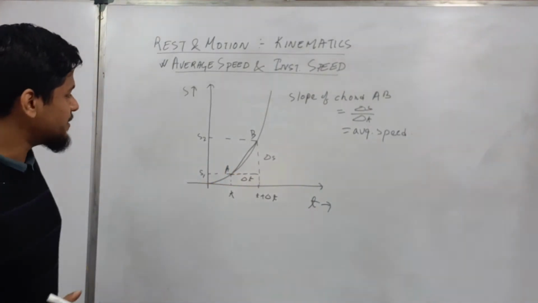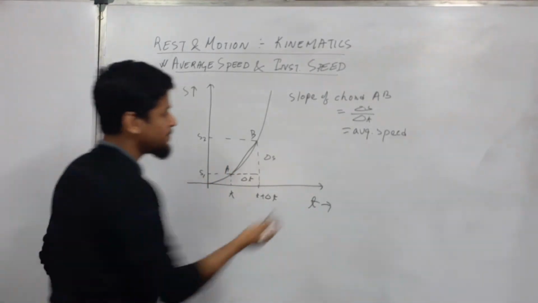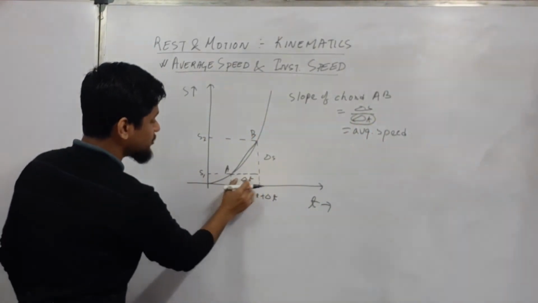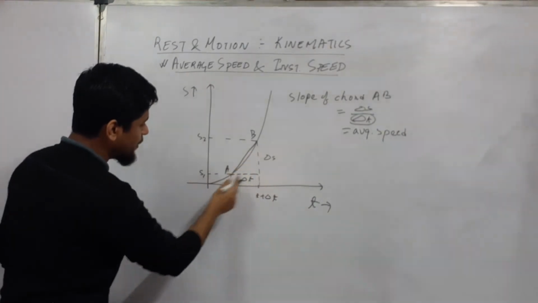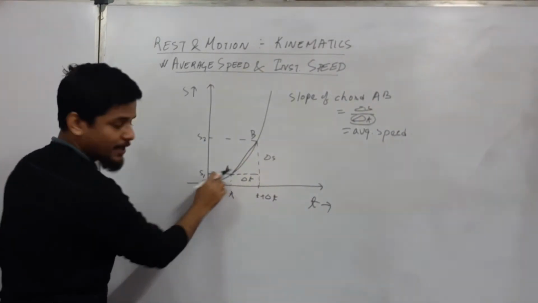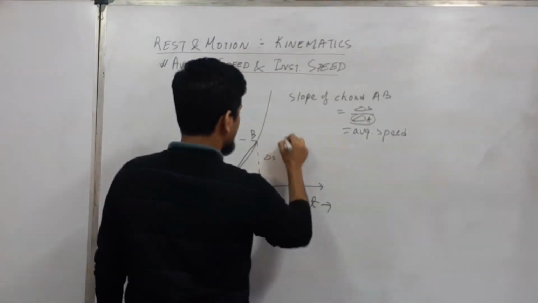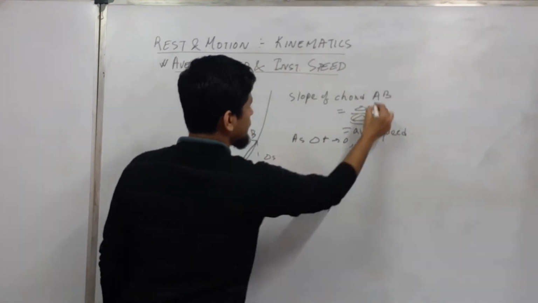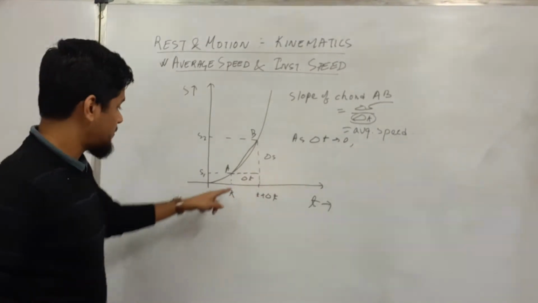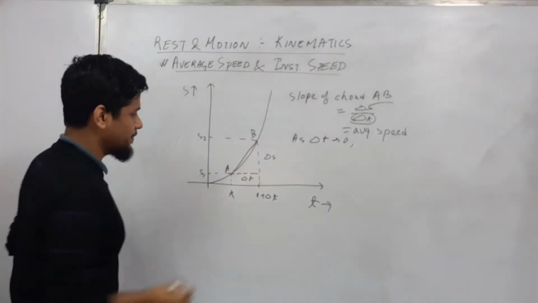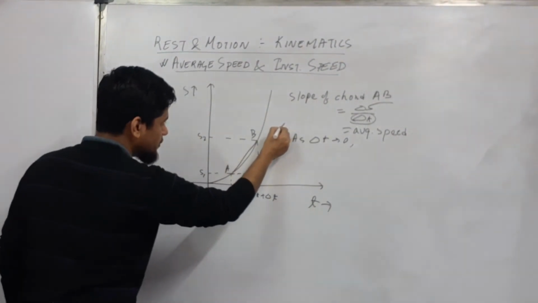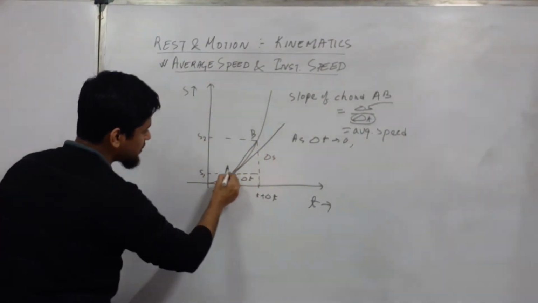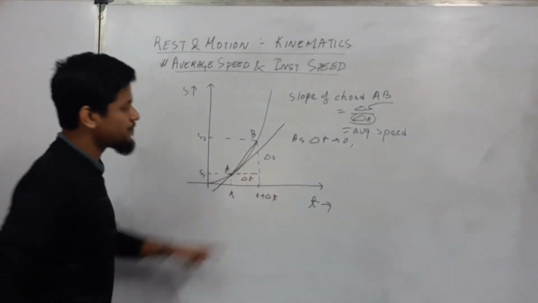Now for instantaneous speed, what will happen? For instantaneous speed, this delta t tends to 0. Now if delta t tends to 0, this chord AB will become the tangent at the point A. So let me write it down. As delta t tends to 0, this chord AB becomes the tangent at the point A. Let me draw the tangent for you. So this is the tangent.